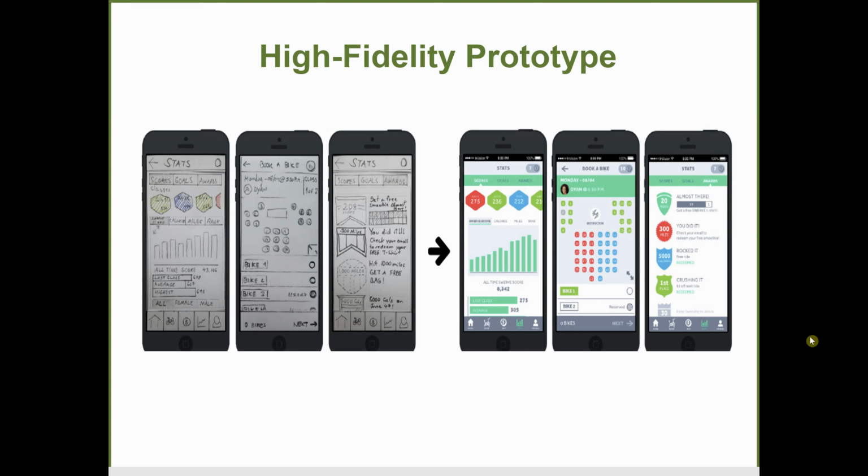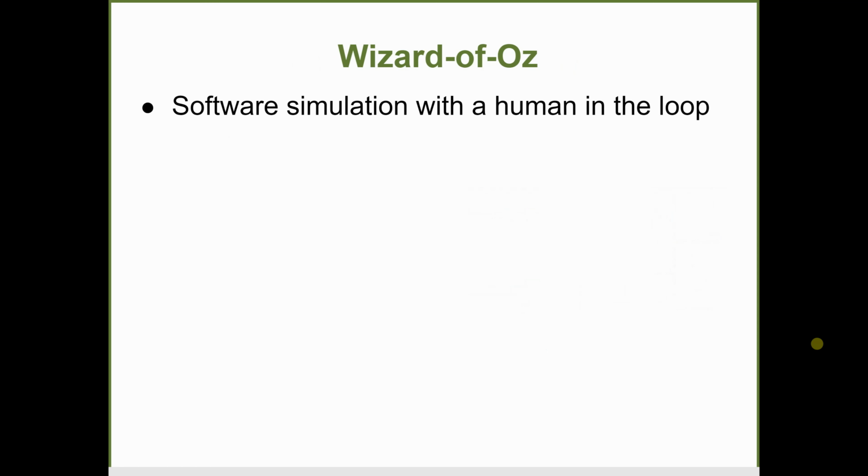At some point, we have to depart from paper and move our prototypes into software. A typical computer prototype is a horizontal prototype. It's high fidelity in look and feel, but low fidelity in depth. In other words, it has great graphics, but no backend.